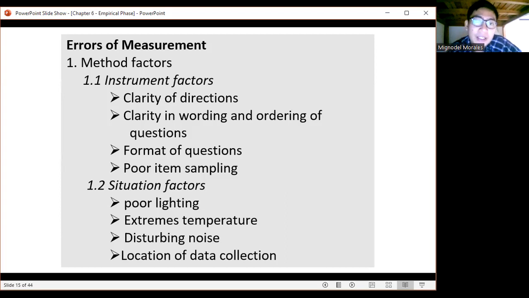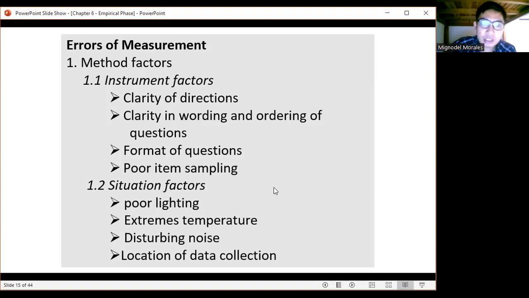Okay? Next is clarity in wording and ordering of questions. So later, I will discuss some of the do's and don'ts of creating a questionnaire. Number 3, format of question and poor item sampling. So if you have 5 objectives, you must have equal questions for each of those 5 objectives. Okay, so if you have 10 questions for objective number 1, then 2 and 3 must also have 10 questions.